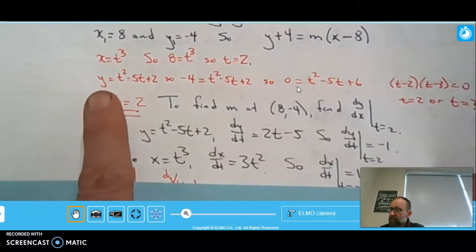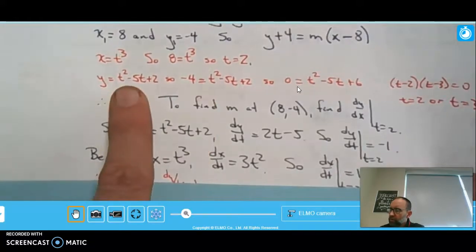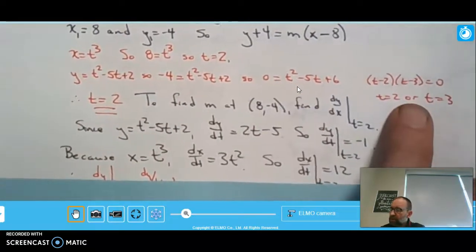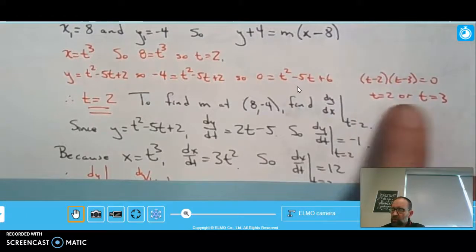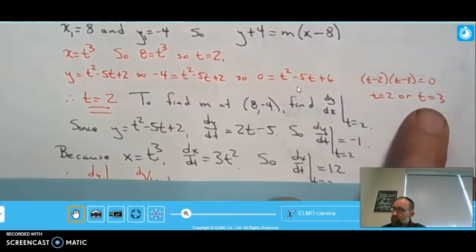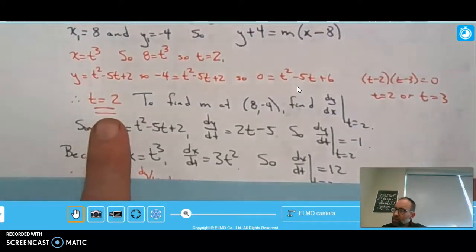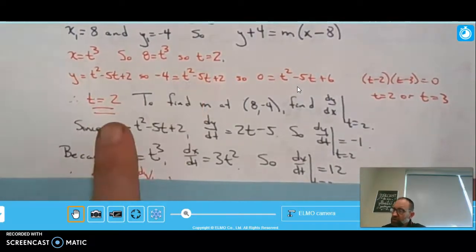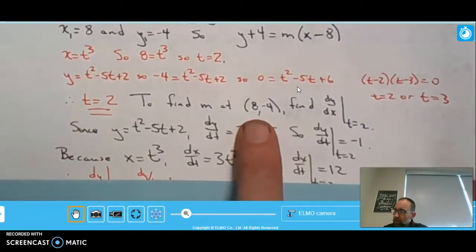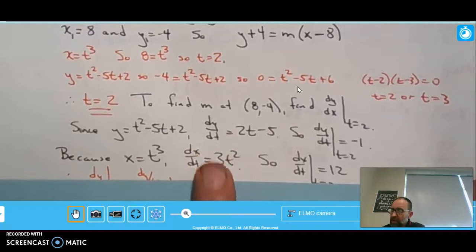They also told us that y was equal to 4, and the equation for y was this, so that means that y will equal 4 when t is 2 or when t is 3. So the point that those two have in common is t equals 2. So we're looking for the slope, dy/dx, at the point when t is 2.